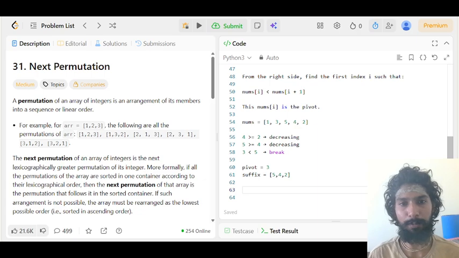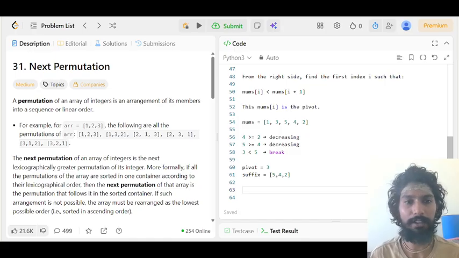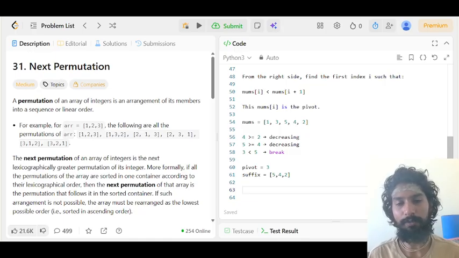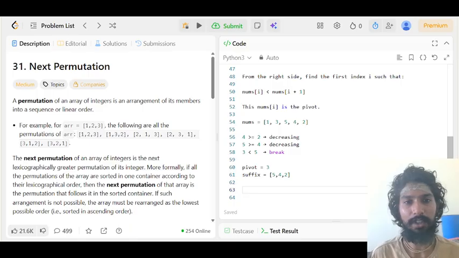To get the next permutation, we should not choose a much bigger number unnecessarily. We should choose the smallest number greater than pivot. Here that number is 4. Because the suffix is decreasing, we can simply scan from the right and find the first number greater than the pivot. So we swap 3 and 4.